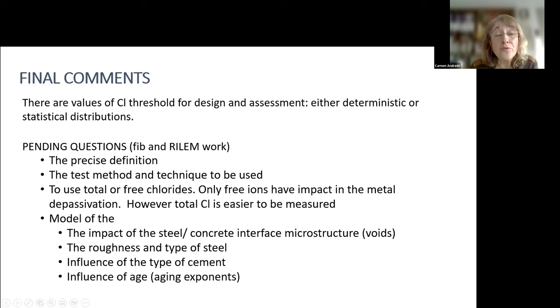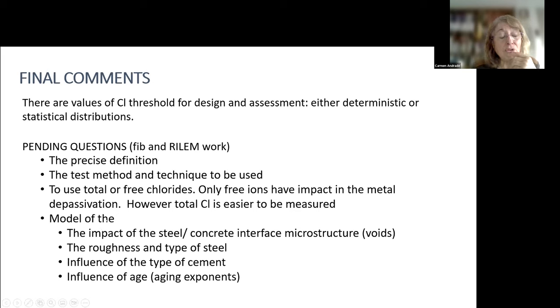The use of total or free chlorides, only free ions have impact in the metal depassivation, and the type of cement will allow different amount of free chlorides. However, total chlorides is easier to be measured. For instance, in the case of slag cement, maybe the higher value comes because it's the total chloride and it's not the free chloride. Maybe talking about free chloride, it will be the same. In fact, in that work that I was talking about, we measure free and total chloride.